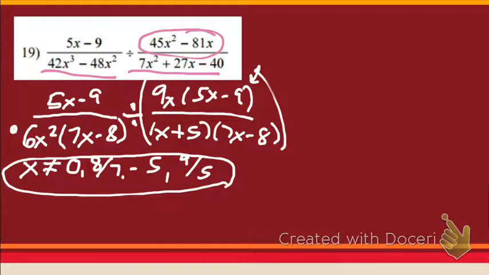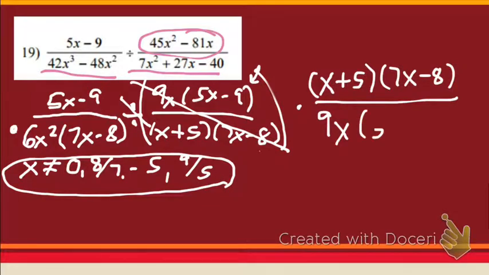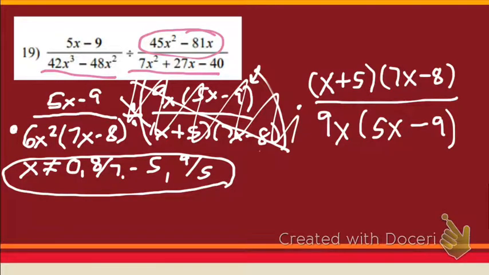Now I'm just going to take this, get rid of the division sign, and then multiply by its reciprocal. So it'd be times x plus 5, 7x minus 8, over 9x times 5x minus 9. Ignore this, and this right here is still in our numerator. 6x squared times 7x minus 8 is still in our denominator, and we have one big rational expression.